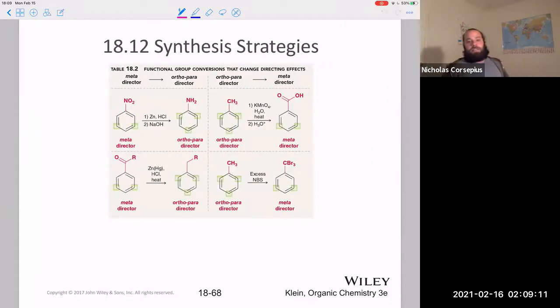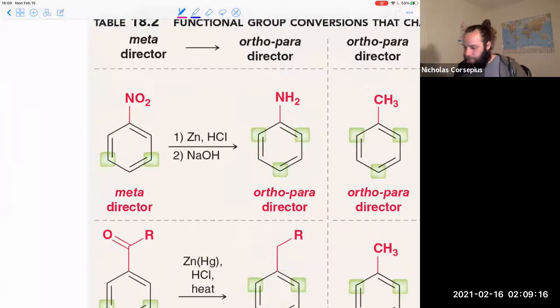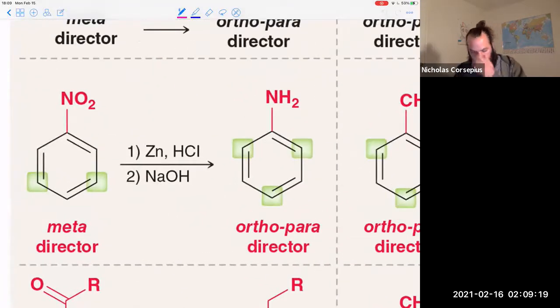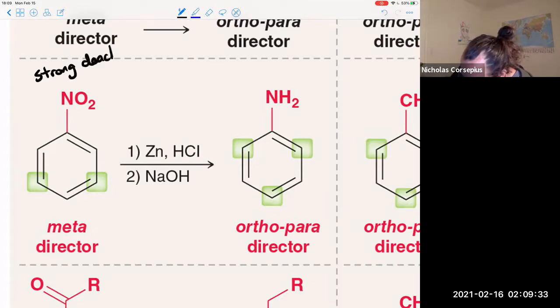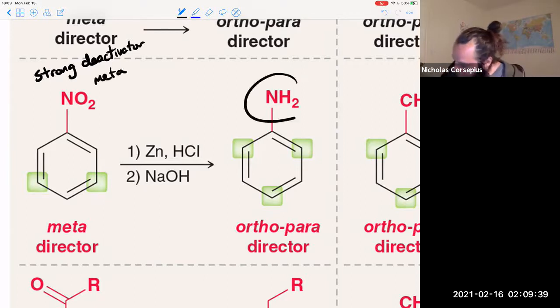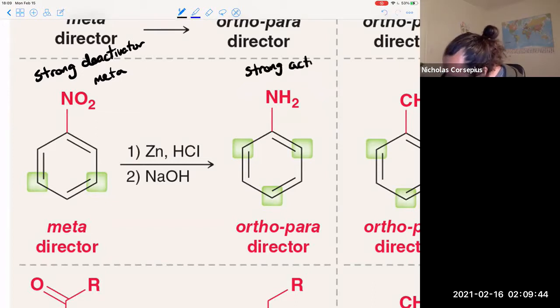So now, again, talking about synthesis strategies, there's another thing that's really important. Remember, I told you when we first learned about this reaction, the reduction of this nitro group, that it was going to play an important role in this chapter. Well, why is that? Because the nitro group is a strong deactivator and meta-directing, whereas the amine group is a strong activator, and it is ortho-para-directing.